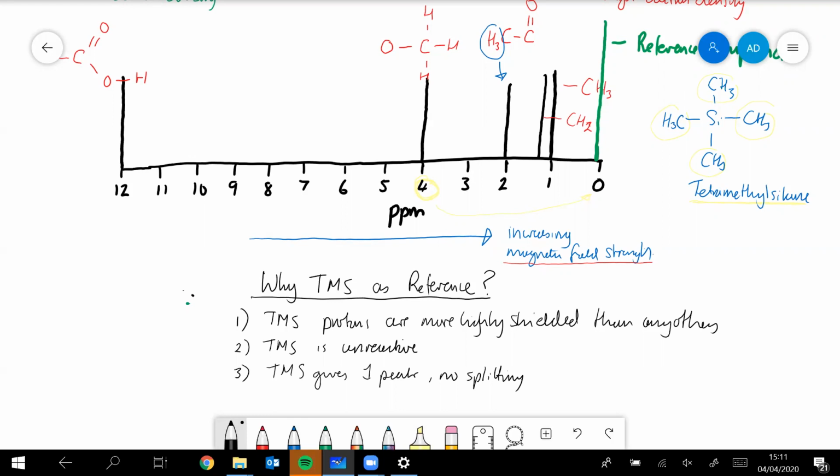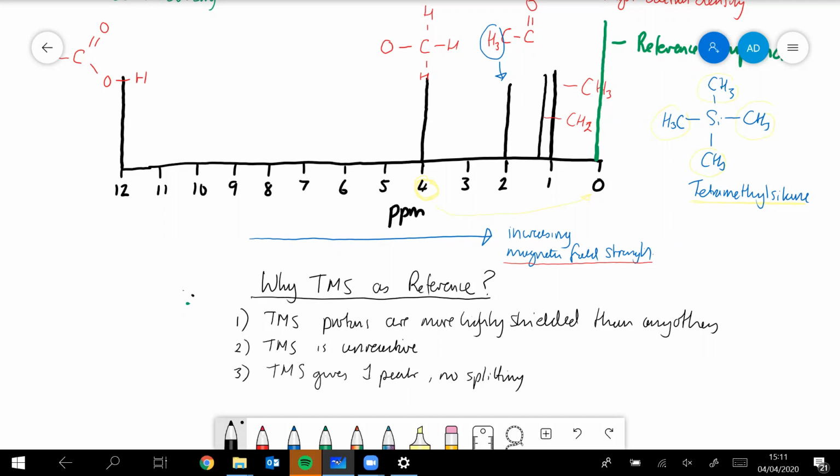Why do we need the reference compound? Well, it's almost like saying, right, this is sea level, if you like. This is 0, and we compare the magnetic field strength, so all the other peaks, to that one. So like I said, this one here, you would have a very high ppm, this would require a magnetic field strength of 12 millionths weaker than the magnetic field strength you needed for the TMS.